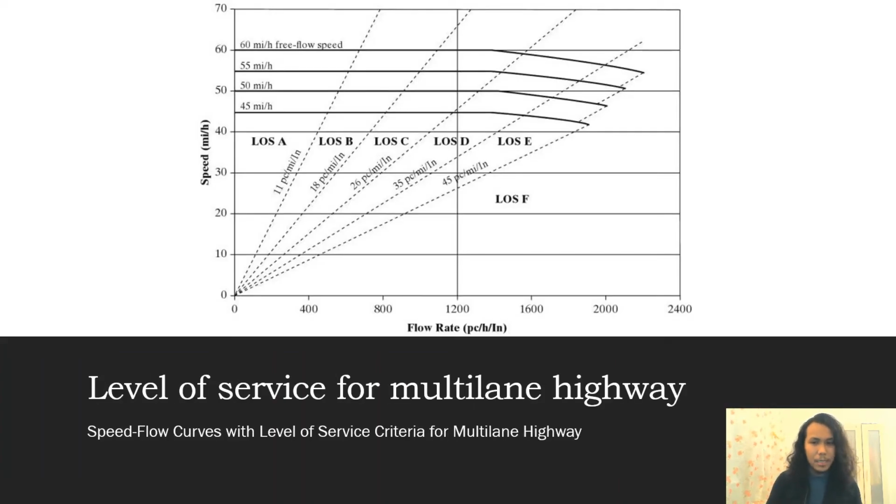Bila masuk tentang multiple lane highway, kita nak cerita tentang level of service dia. So jadi yang terpampar di depan ni adalah rajah tentang speed flow curve with level of service criteria for multiple lane highway. Okey, jadi di sini menunjukkan seperti yang kita tahu bahawa level of service A adalah yang paling lancar, B kurang sikit, C makin kurang, D makin kurang, E dah teruk, E sangat teruk ataupun terus sesak lah.